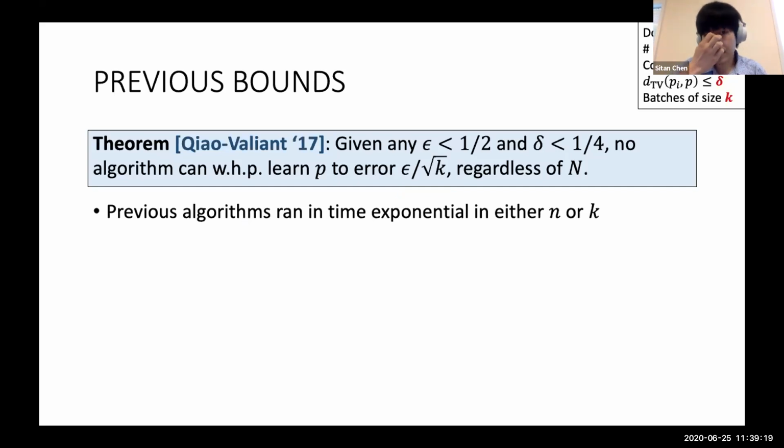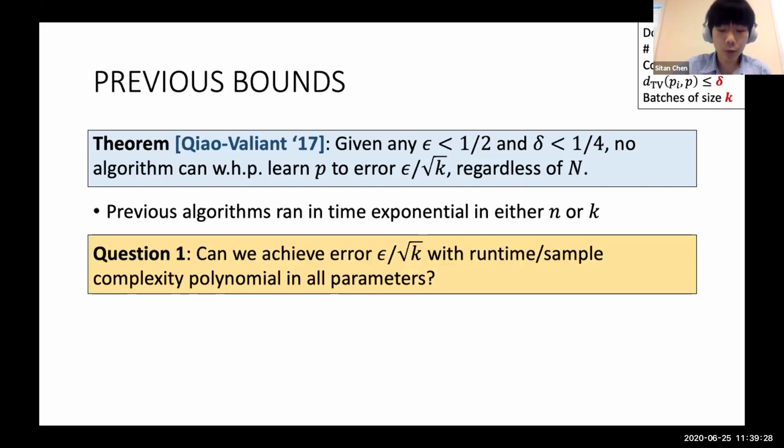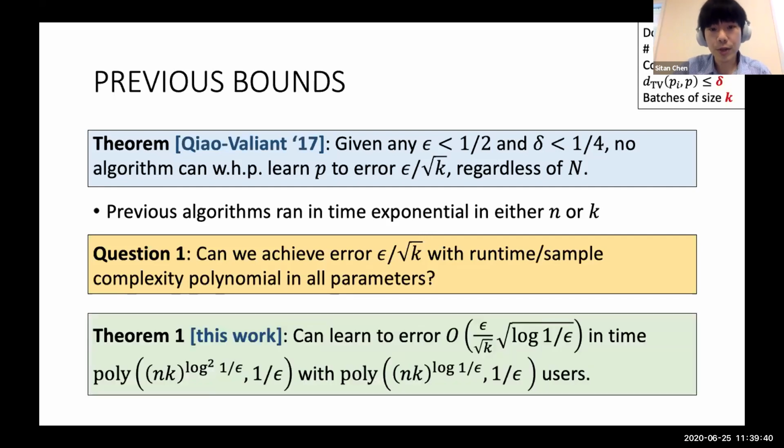In terms of algorithms, they also introduce algorithms that inherently run in time either exponential in the domain size or in the batch size, k. And the actual question you can ask is, can you achieve this limit of epsilon over root k efficiently? So, in sample complexity and runtime polynomial in all parameters. The first result of this work shows that the answer is essentially yes, up to a root log factor, and running in time and samples quasi-polynomial, we can actually achieve this learning goal.